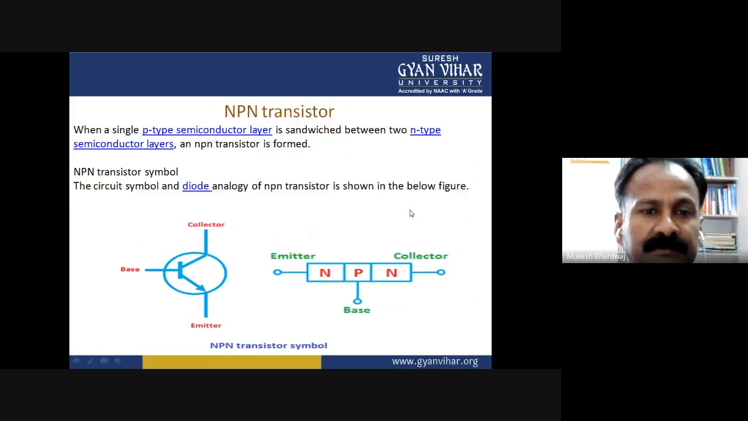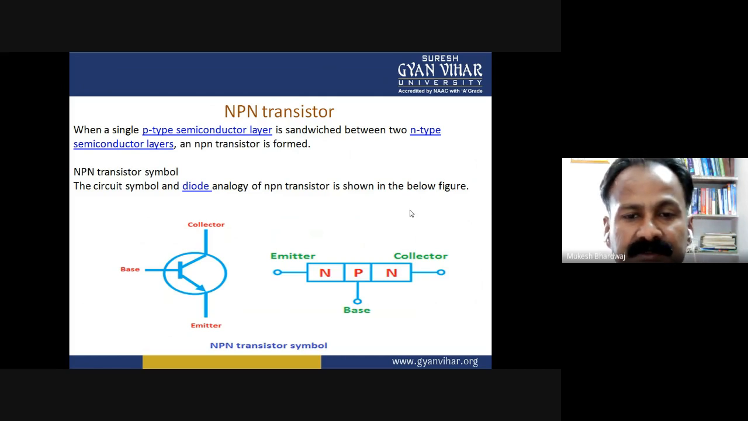NPN transistor: when a single p-type semiconductor layer is sandwiched between two n-type semiconductor layers, an NPN transistor is formed. The circuit symbol and diode analogy of the NPN transistor are shown in the figure. So this is the symbolic representation of the NPN transistor, where the arrowhead points out from the base to the emitter side.